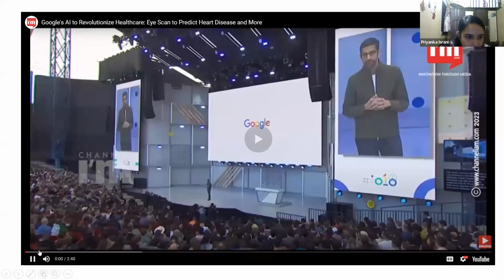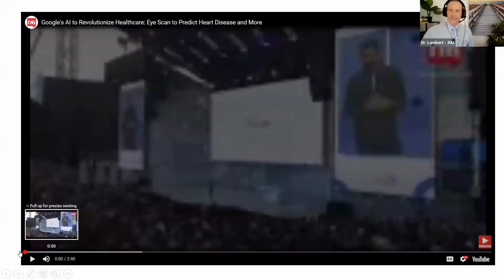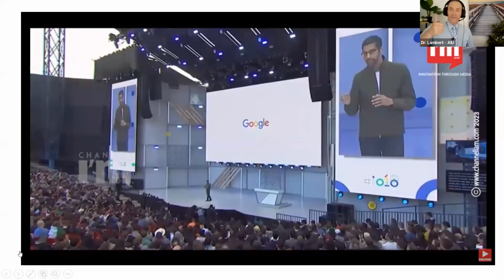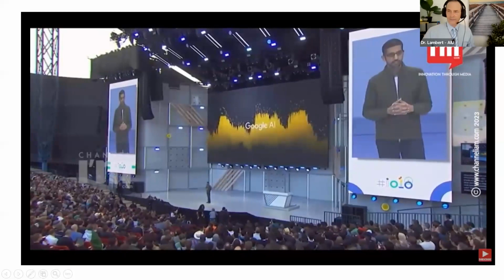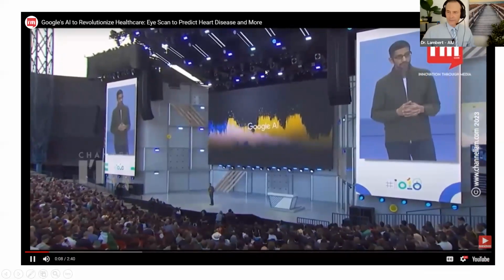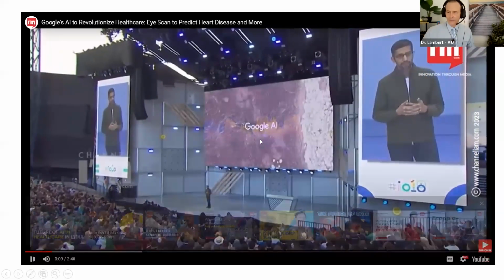Okay. Last year at Google I/O, we announced Google AI. It's a collection of our teams and efforts to bring the benefits of AI to everyone.